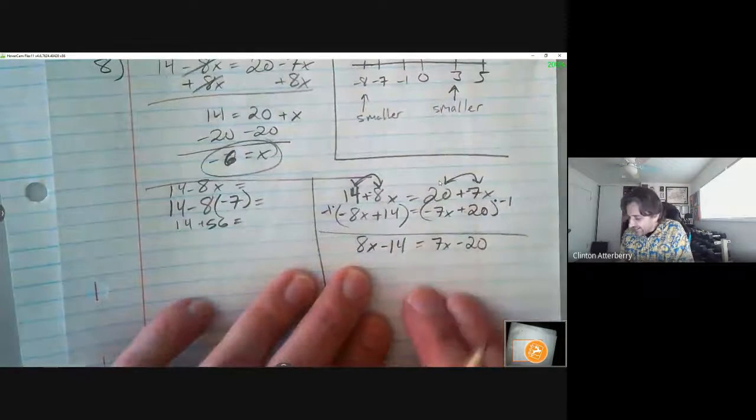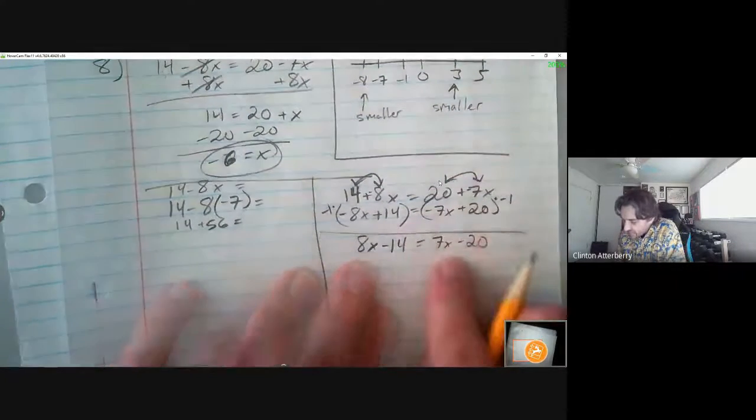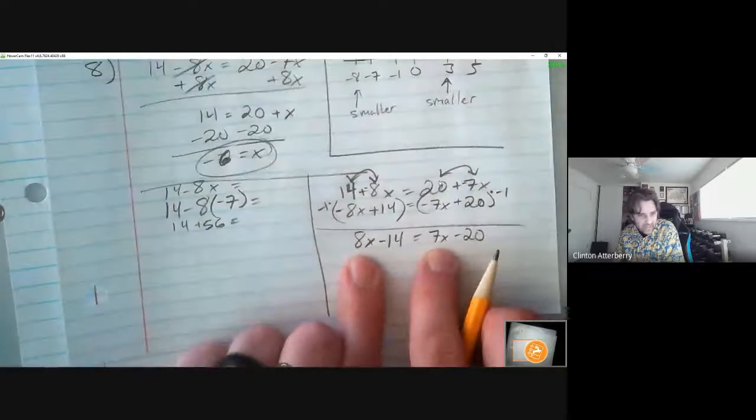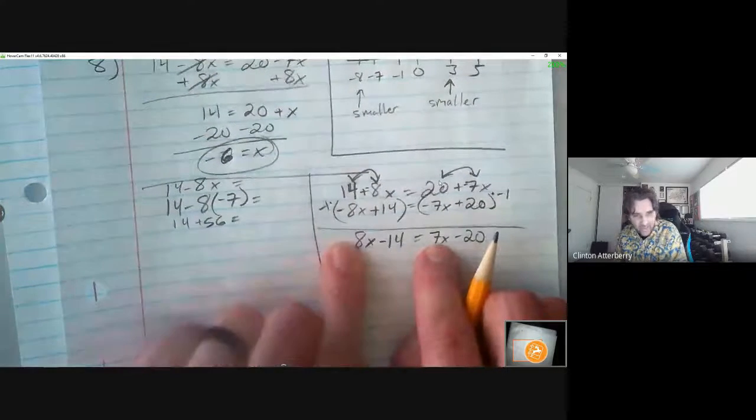So, all right. That rule. Remember, now the 7 is smaller than the 8 because positive 7 is to the left of positive 8 on a number line.